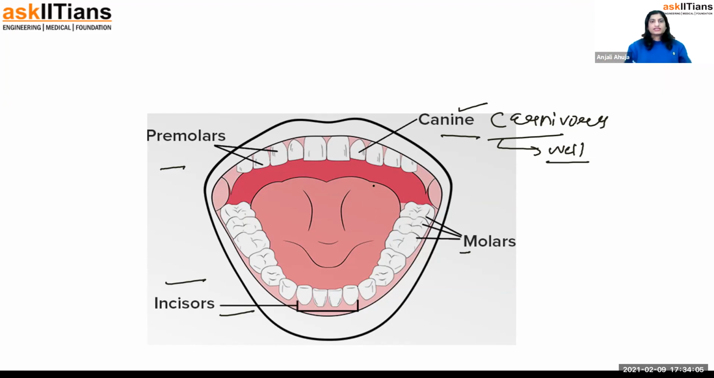Okay, guys, so that's about the teeth. Now, let me tell you, there are adult teeth and baby teeth. In an adult, there are 32. In babies, there are 20. And then there is a middle stage where there are 24.